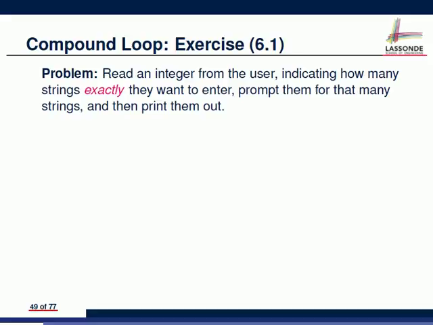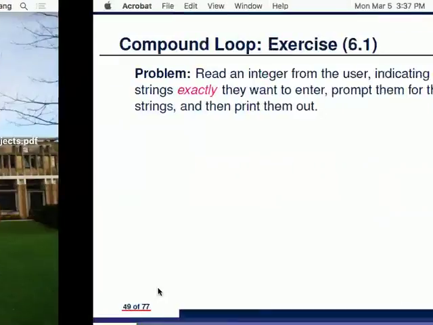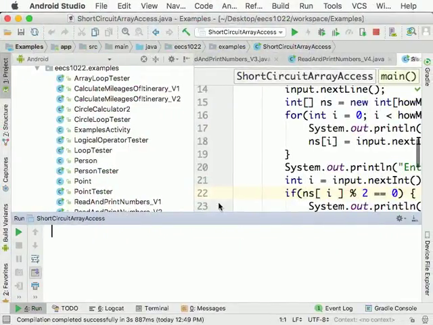We want to read an integer from the user. They want to indicate how many strings exactly they want to enter, and we want to prompt them that many strings and then print them out. What do I mean? Let's illustrate this. Okay, and now I'll show you the source code very quickly. The source code I'm going to post online today, so you can also play with that.